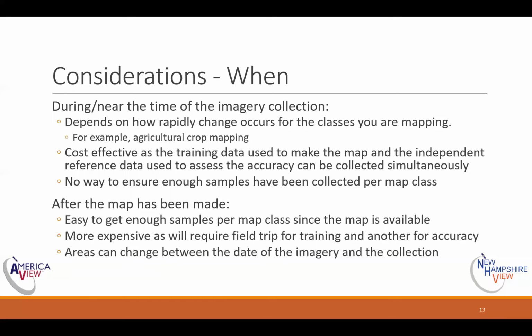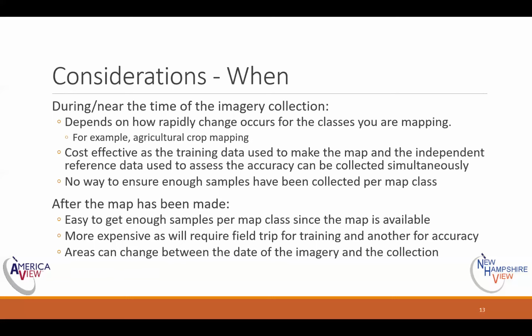However, if you do that, if you collect the reference data for training and the reference data for accuracy assessment, which have to be independent of each other, if you collect those at the same time, there's really no way to ensure that you have collected enough samples per map class, and therefore you actually might have to go out again, okay? So sometimes you collect the reference data after the map has been made, okay?